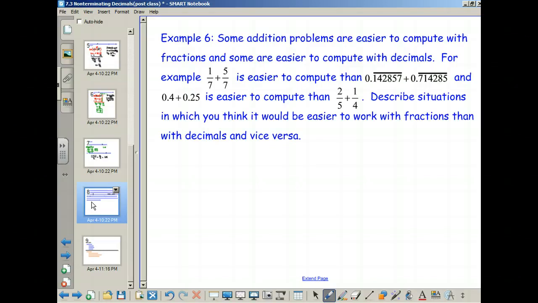Right? Yes, absolutely. So describe situations in which you would think that it would be easier to work with fractions than decimals and vice versa. So some sort of pros and cons, the situations in which you wouldn't want to do one and you wouldn't want to do the other. And these are two examples that should lead you down the right path here. So tell me when you would want to work with decimals. When do decimals add nicely?